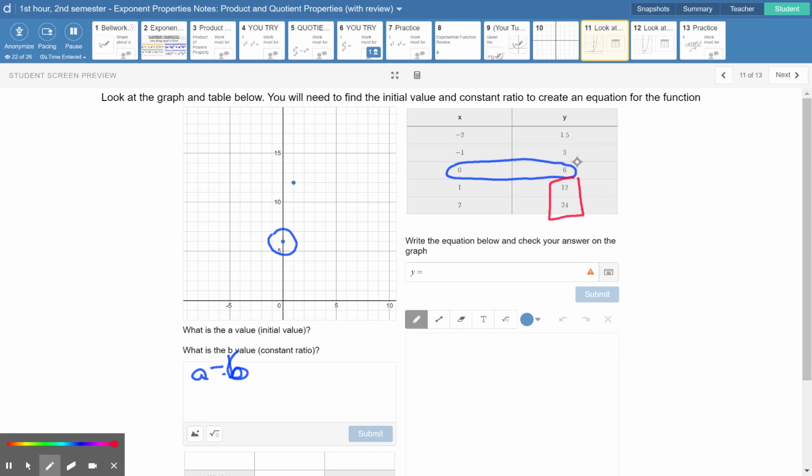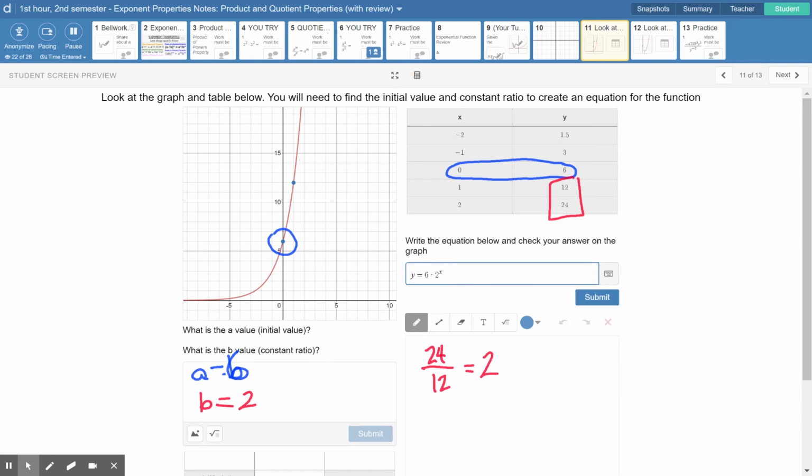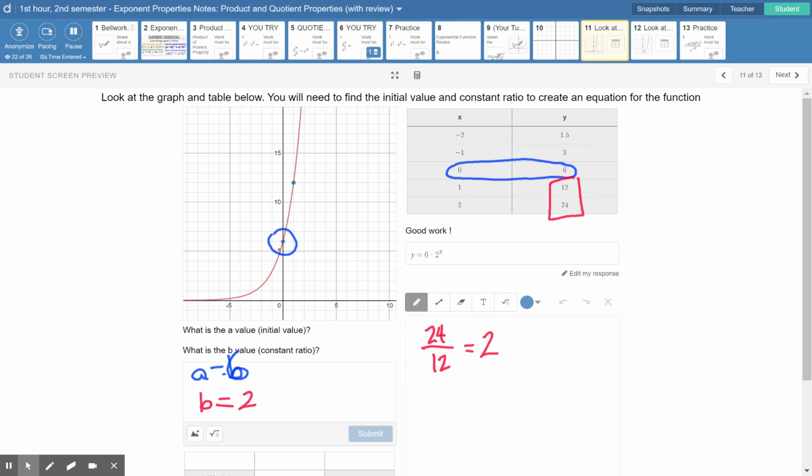Take two y values that are right next to each other. Put them upside down. 24 goes on top, 12 goes on bottom. You get a 2. That's your b value. That's your pattern. Now if you put that into the equation, y equals 6 times 2 raised to the x power, you're going to get the equation that works. Now if you don't want to do 24 over 12, you can do 12 over 6, 6 over 3. They're all going to get you that 2 value because that's the pattern.